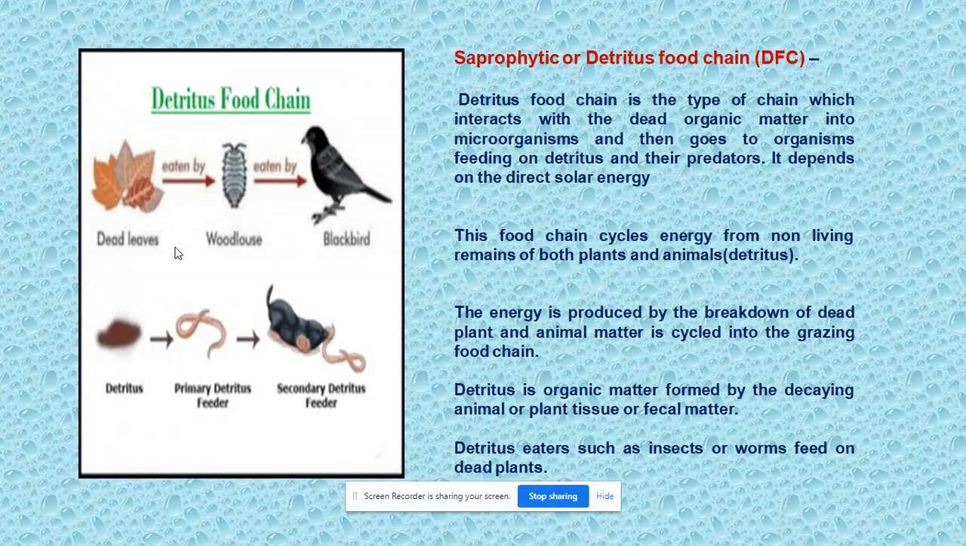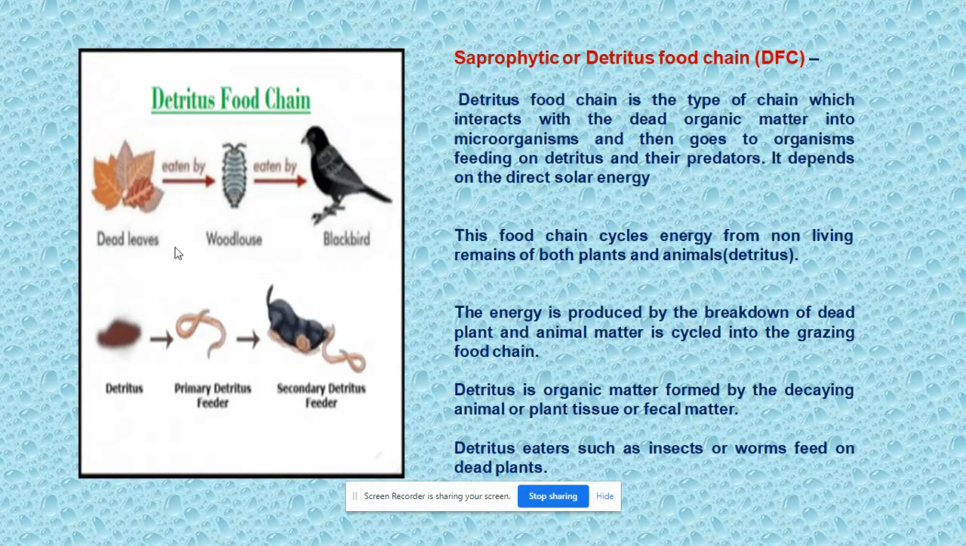The detritus food chain is also known as the saprophytic food chain. This is the type of chain which begins with dead organic matter, goes to microorganisms, and then to organisms feeding on detritus and their predators. It depends on the direct solar energy.